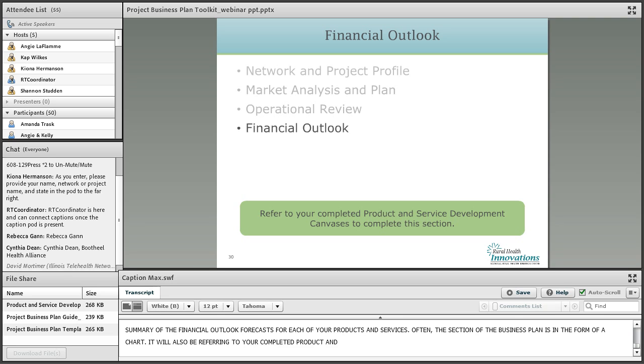I think I'm going to skip moving to our template at this point, since we keep losing our screen here.